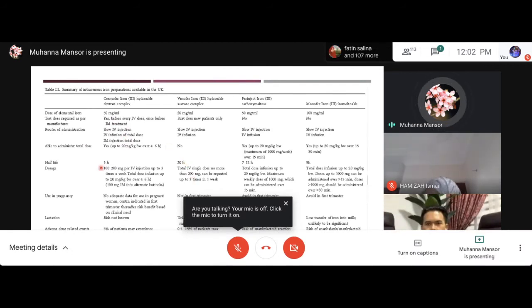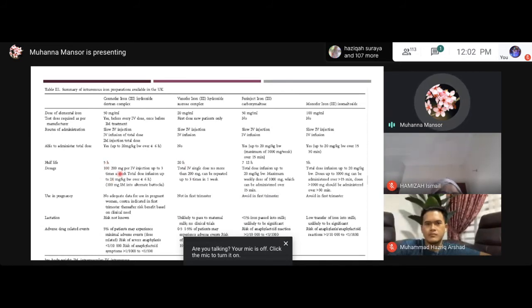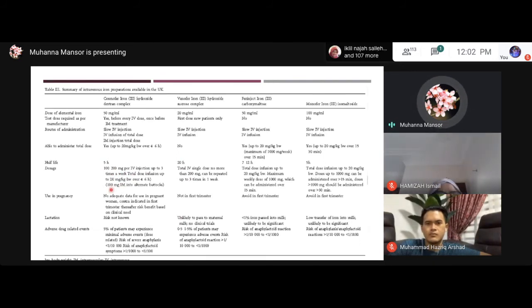The dosage is 100 to 200 milligrams per IV injection, and if multiple doses, three times weekly. Although the dose calculation is 20 milligrams of iron per kilogram body weight, they say it's not really effective to give more than 100 milligrams. Usually if you want to give a single shot, the maximum is 1000 milligrams. Use in pregnancy is all the same: avoid in the first trimester.